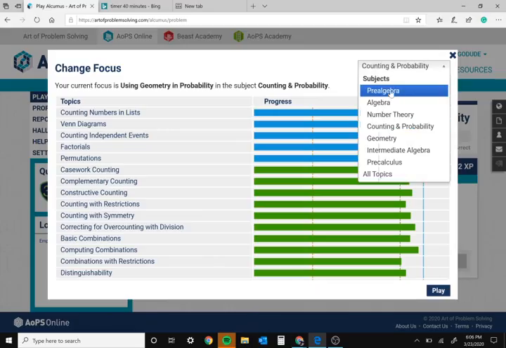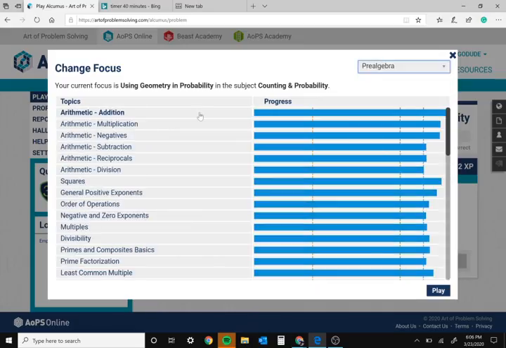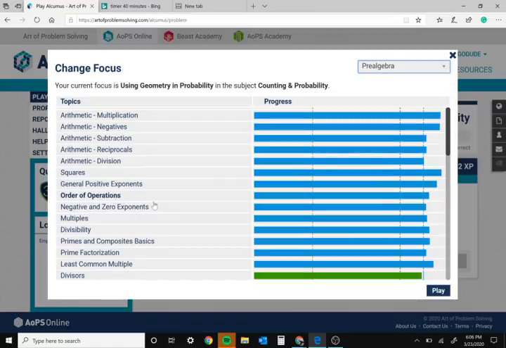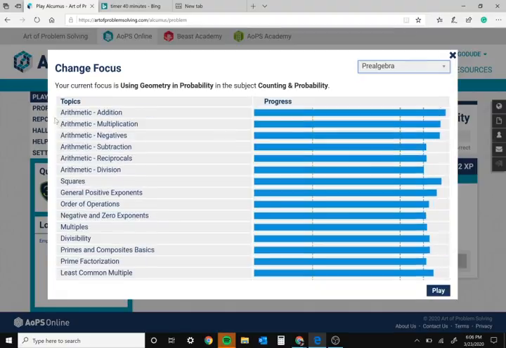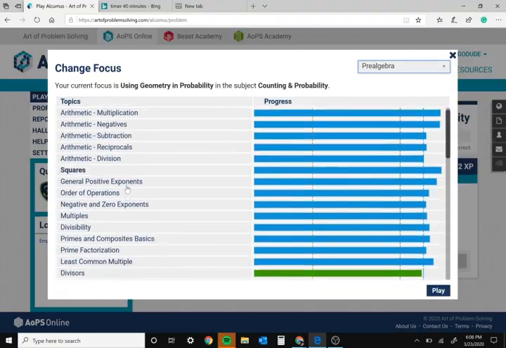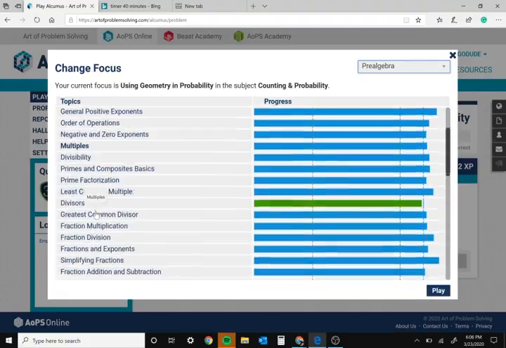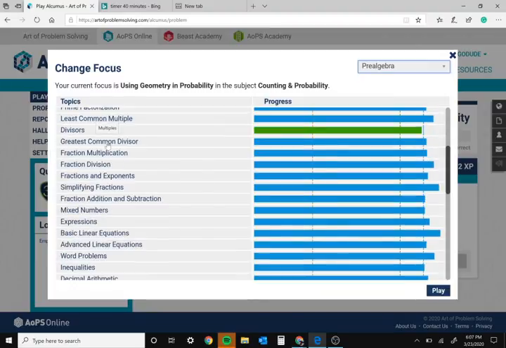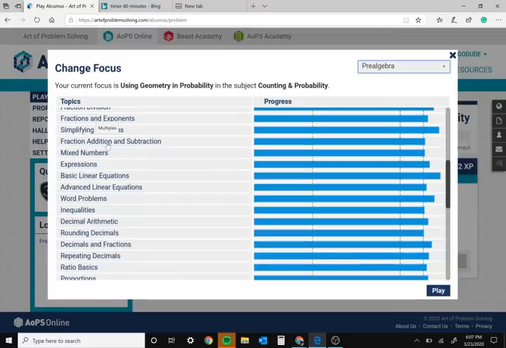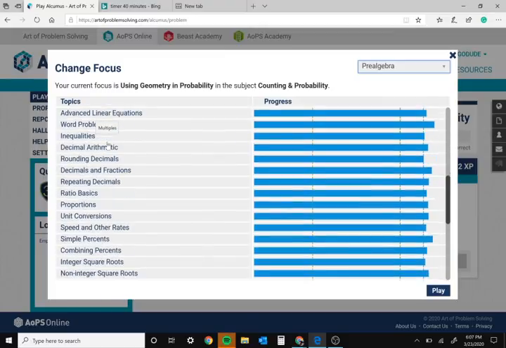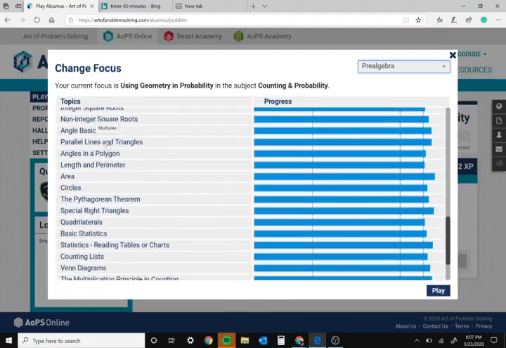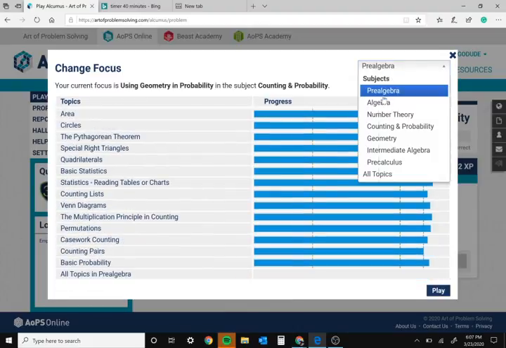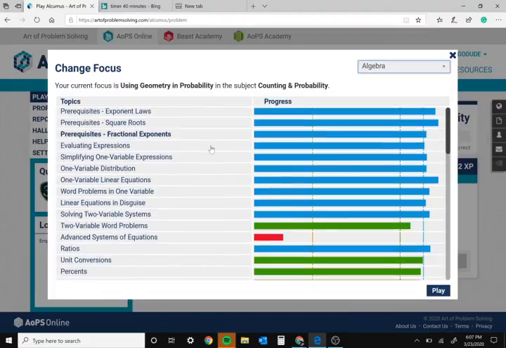Okay, so here's the pre-algebra section. There's one more green. How did that happen? You have arithmetic, you have squares, positive exponents, all this stuff. Grape is going to be teaching it. You can practice it so much here. Look at all this stuff. This is just in the pre-algebra section. If you're too smart for this, you got the algebra section.